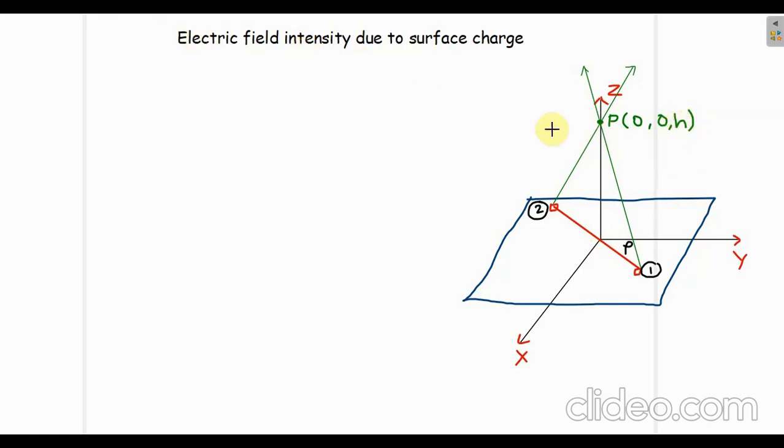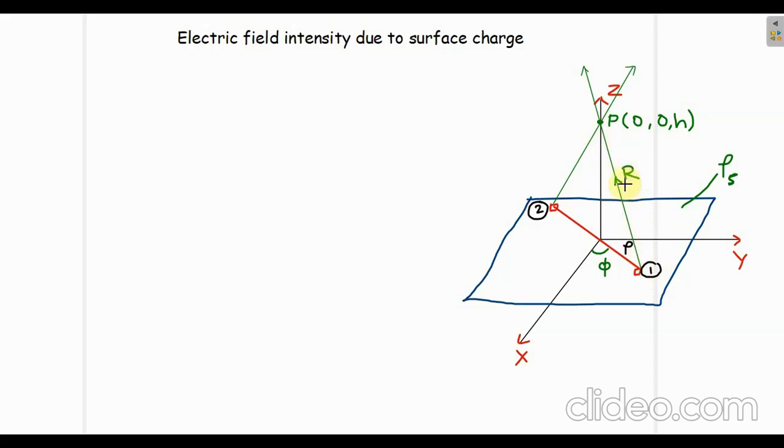And the surface charge density of this sheet, let us consider the surface charge density of this infinite sheet as rho s. We already know, from cylindrical and spherical coordinates, that the rho vector makes an angle of phi with the x-axis. So this one is your phi angle, and this particular vector is the distance vector for element 1. Let us consider it as r.